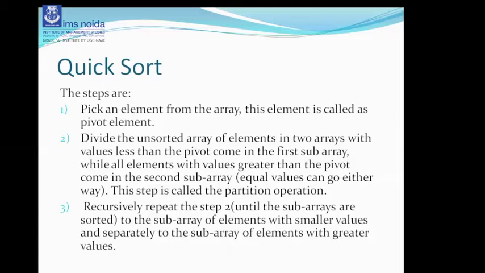The third step we need to follow is we have to recursively repeat step number 2 until the subarrays are sorted. The above process will be repeated because वो तो सिर्फ partitions को divide कर रहा है, but later on we have to sort the complete list using those partitions. So it will be recursively repeated to the subarray of elements with smaller values, and separately to the subarray of elements with greater values. That means दोनों arrays पे separately ये process repeat होगा, and we'll get the sorted array.